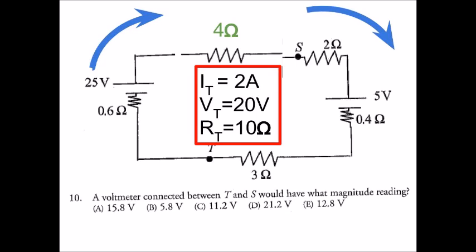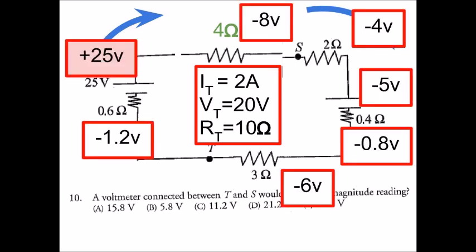So now we can figure out the voltage drops across all those resistors. This is a lot of work here. And notice that the 5-volt battery is a negative 5 volts because it's a waterfall. You're dropping 5 volts there. The 25-volt battery is a positive 25. Can you add those up? Well, you can add them clockwise or counterclockwise. You're going to get the same 15.8 volts either way.